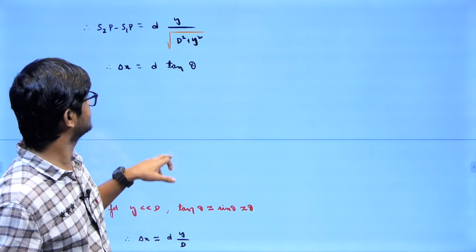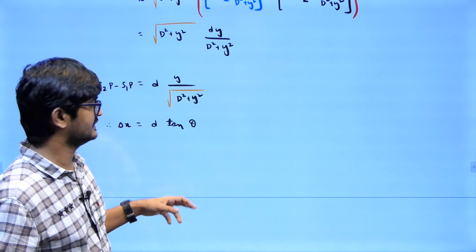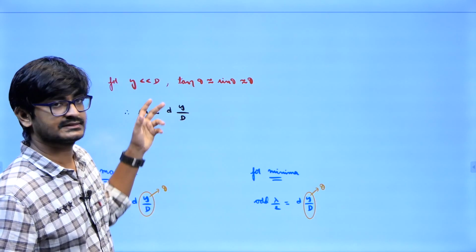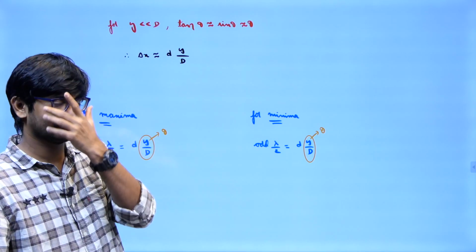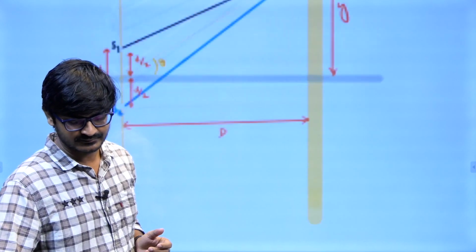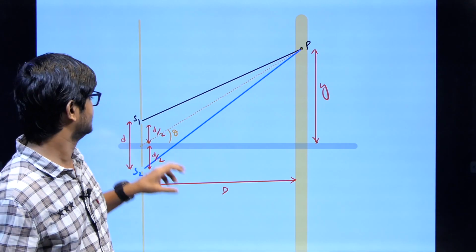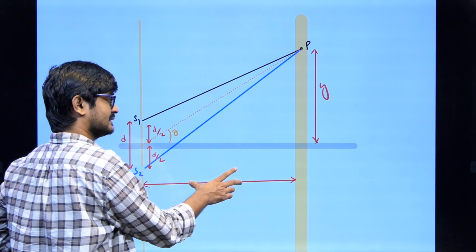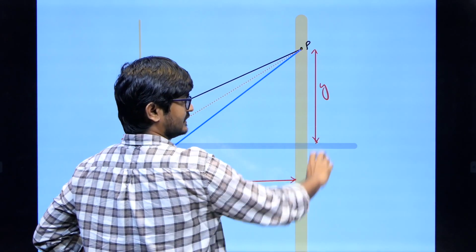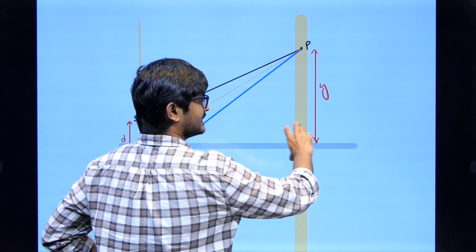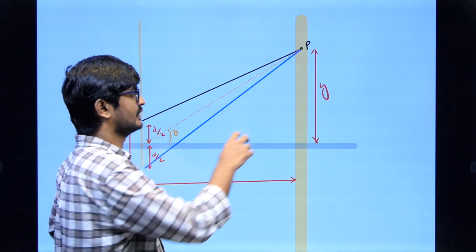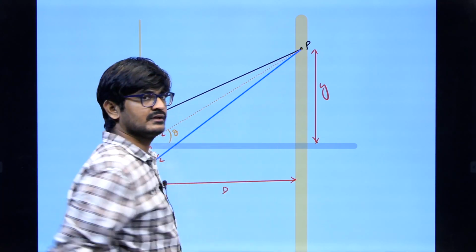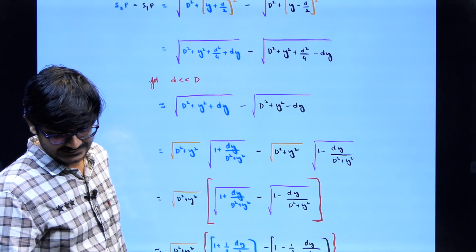When y is much less than D, this will turn out to be y by D, which is tan theta. So what are the approximations in which we will be working on YDSE? We will be working on the approximations that this distance is much smaller than this distance, as well as that we are looking in the surroundings. Only when we are looking in the surroundings can we say that fringe width will be almost constant. But when you are not looking in the surroundings, fringe width won't be constant. That you can see.